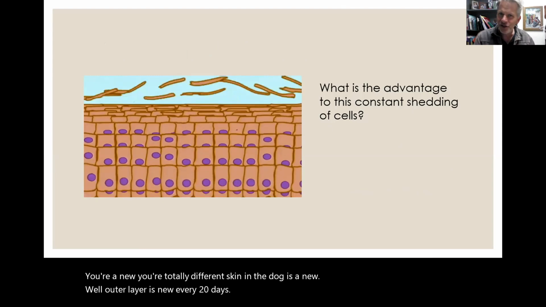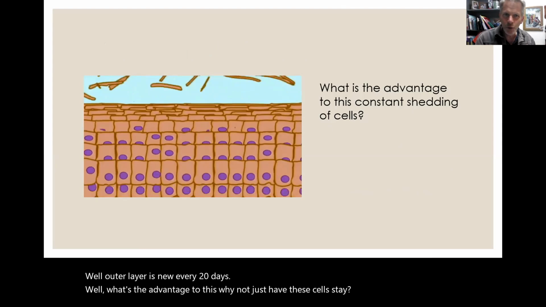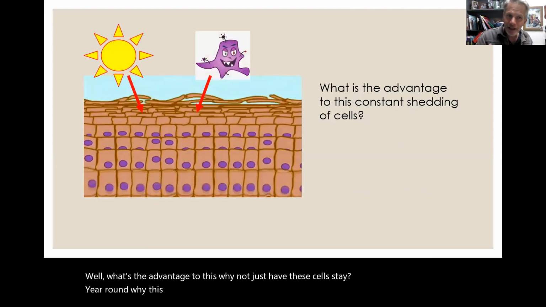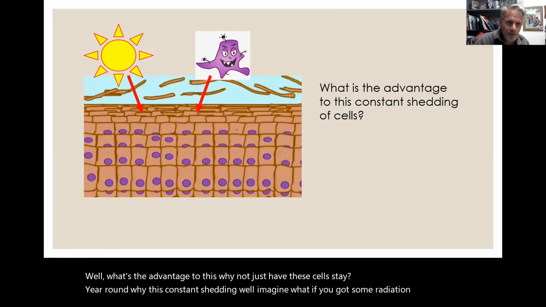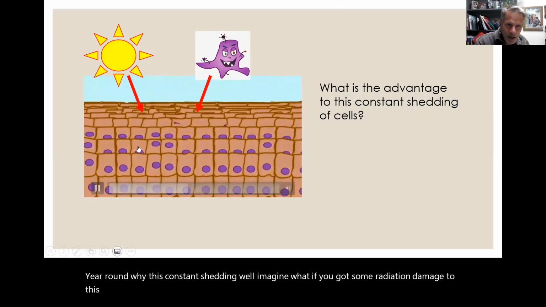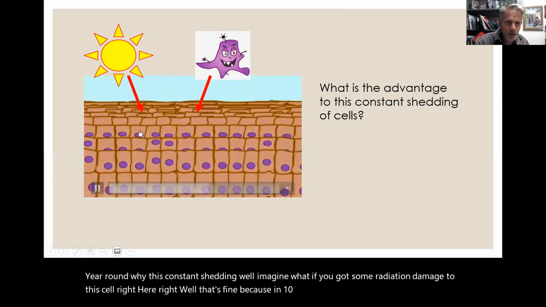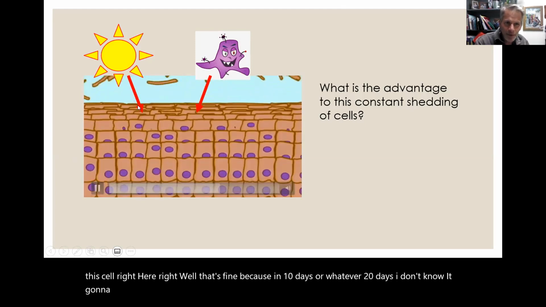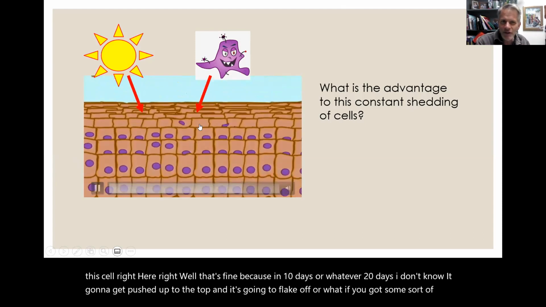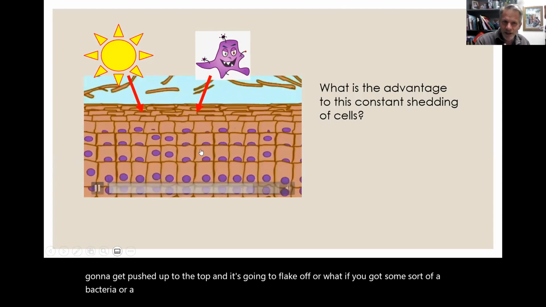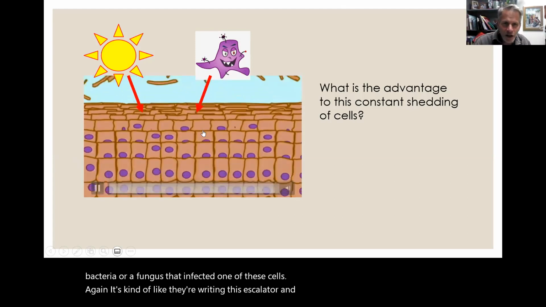Well, what's the advantage to this? Why not just have these cells stay year-round? Why this constant shedding? Well, imagine, what if you got some radiation damage to this cell right here? Well, that's fine because in 10 days or whatever, 20 days, I don't know, it's going to get pushed up to the top and it's going to flake off. Or what if you got some sort of a bacteria or a fungus that infected one of these cells? Again, it's kind of like they're riding this escalator and they're eventually going to fall off.